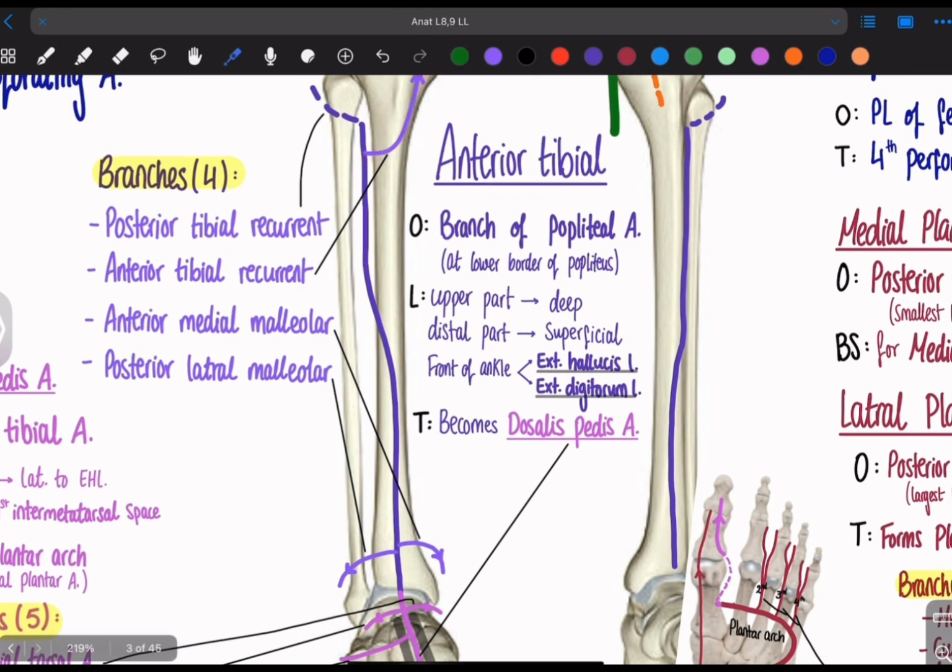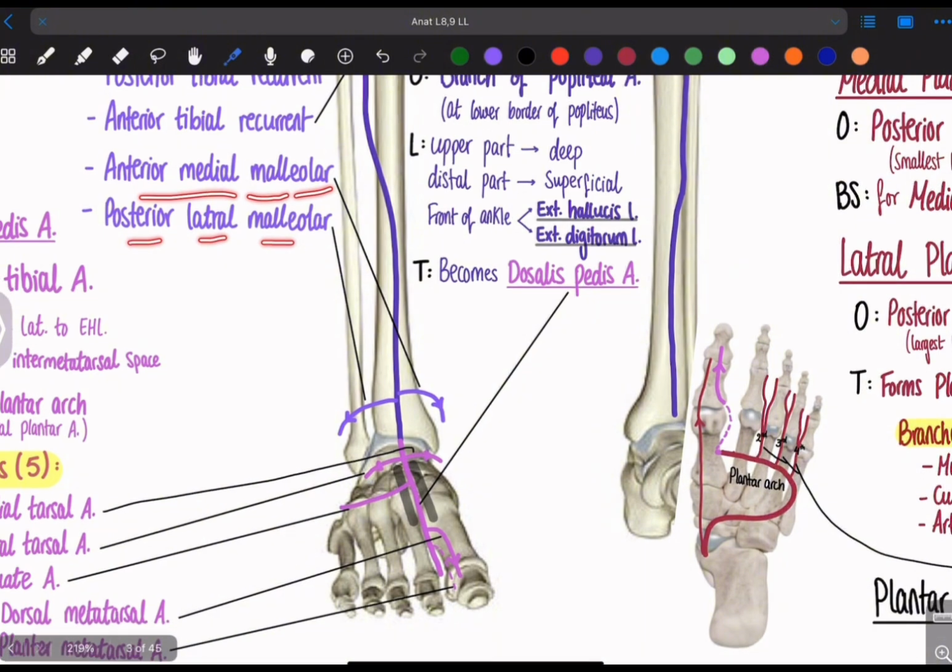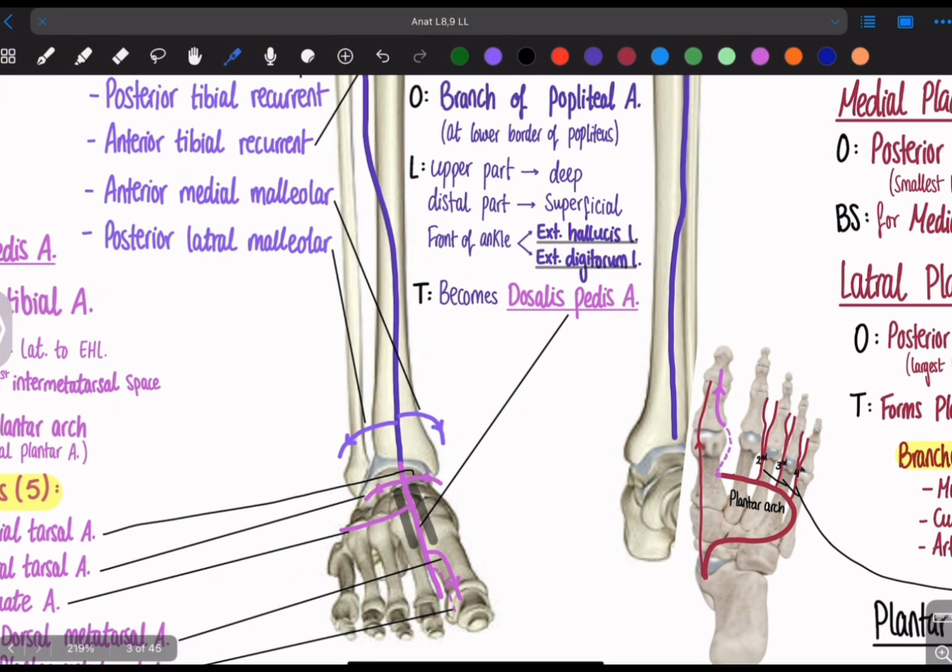Then we have the anterior medial malleolus and posterior lateral malleolus. For the anterior medial malleolus, medial, we said, is anything away from the fibula. So this is medial, this is lateral, because of the fibula.